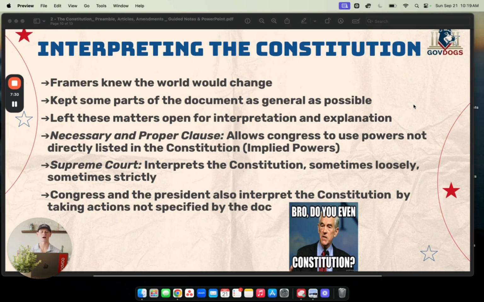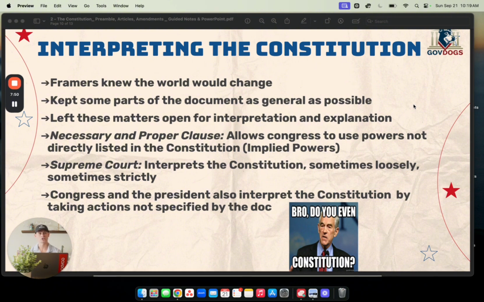Now, the necessary and proper clause allows Congress to use the powers not directly listed in the Constitution, all right? Sometimes we call this the elastic clause. Sometimes we call it the necessary and proper clause. So if you think of a rubber band, it's very stretchy. It's elastic. What that does is it allows Congress to stretch its powers, its implied powers.